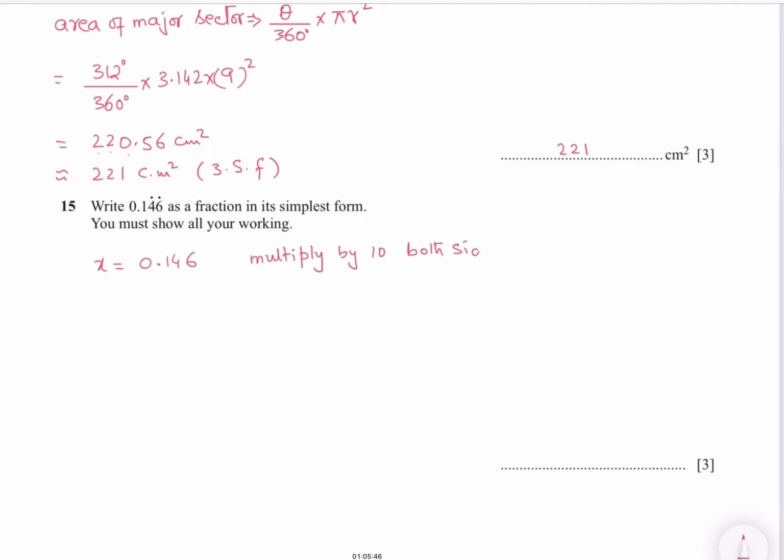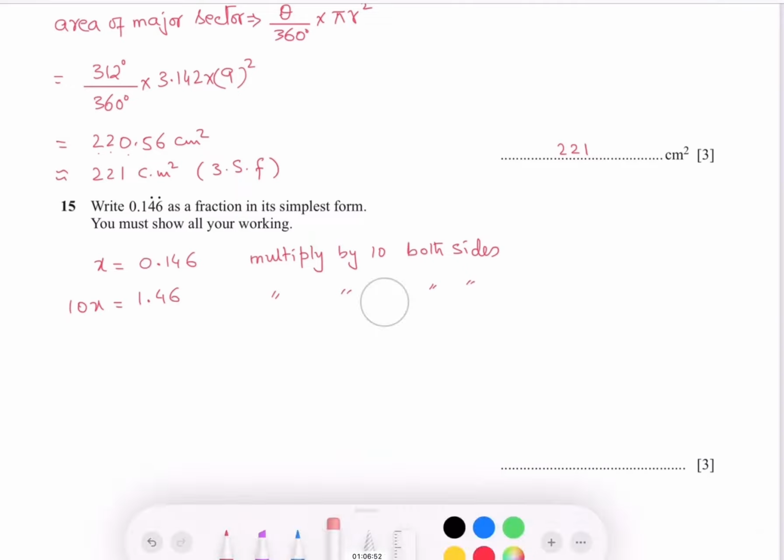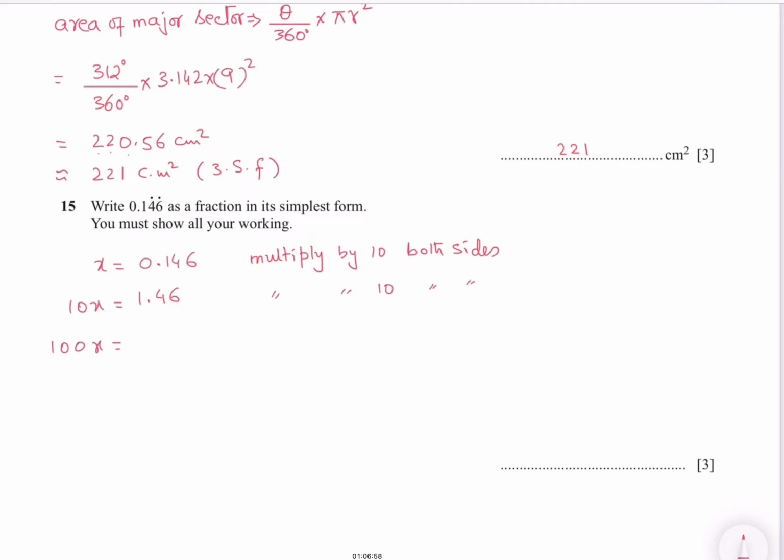So multiply it by 10 both sides. So 10x equals 1.46. Then again multiply it by 10. So 100x equals 14.6. Again multiply by 10. 1000x equals 146.